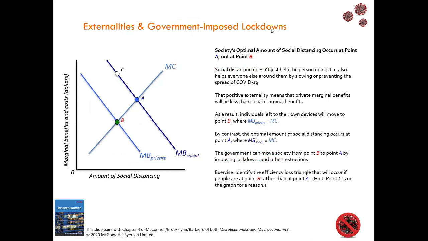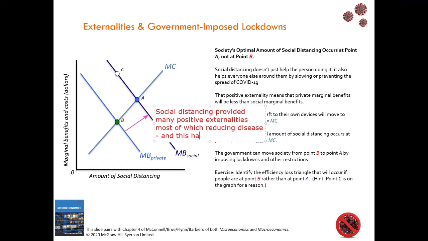But here, social distancing was important to preventing COVID-19, and this was a positive externality. So it caused more social benefits. We were able to benefit socially through the social distancing. So this was beneficial for us as an economy through this positive externality. Social distancing provided many positive externalities, most of which reduced disease. And this had a massive positive externality. So that was important, and this allowed for a large increase in surplus.